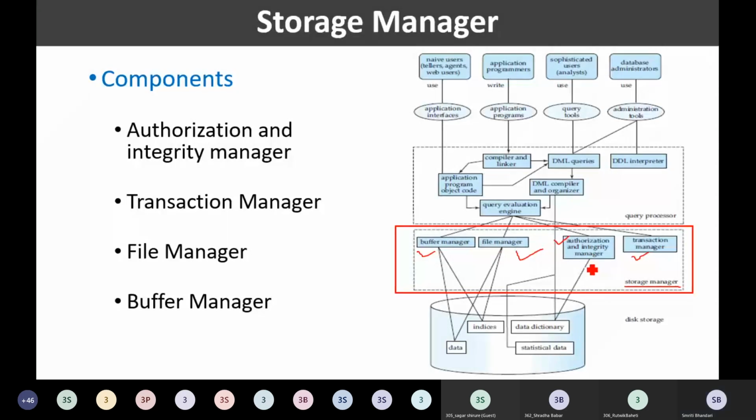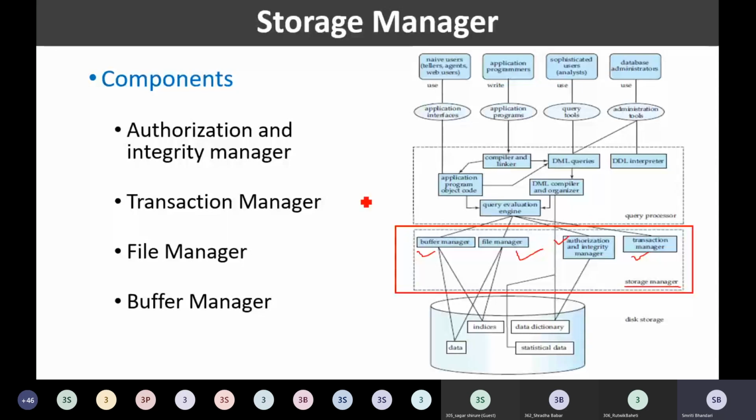Further, this component is also responsible to check for the integrity constraints. We have already talked earlier about the integrity constraints. What are those integrity constraints? We have categorized those integrity constraints in 4 parts. We have domain constraints. Importantly, we have referential integrity. So these are the integrity constraints.